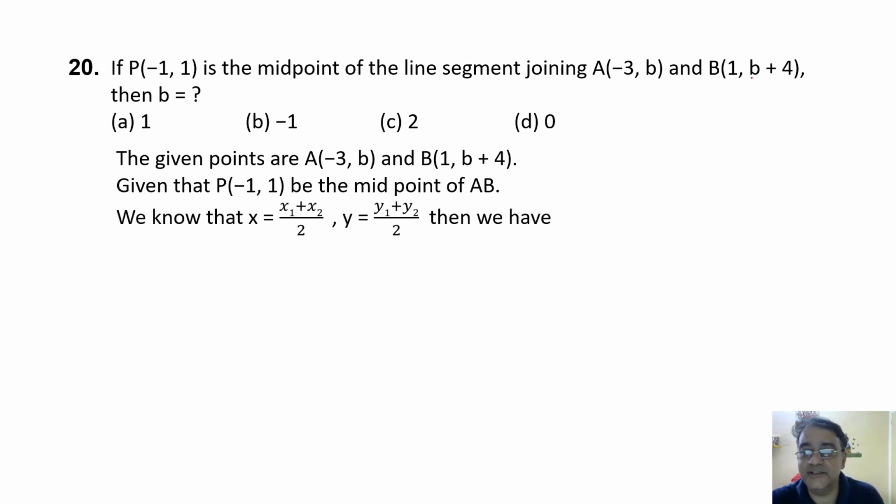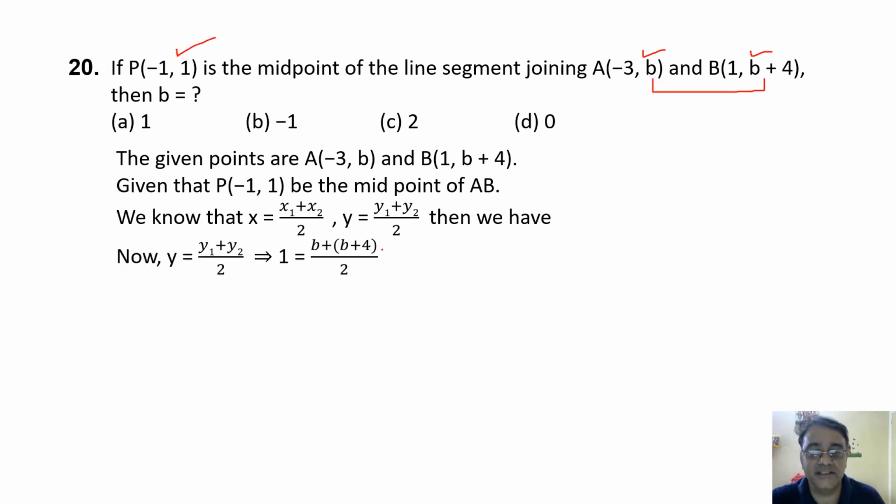So यहाँ पे जो b जो है that belongs to y coordinate. Okay, दोनों में. So we are going to take y coordinate only. That is y is equals to y1 plus y2 by 2. So what we are going to get, b plus 4 by 2 is equals to 1. This step is clear? Yes, sir. Okay. So 1 is equals to 2b plus 4 by 2. So we can cross multiply this. So we'll get 2b plus 4 is equals to 2.